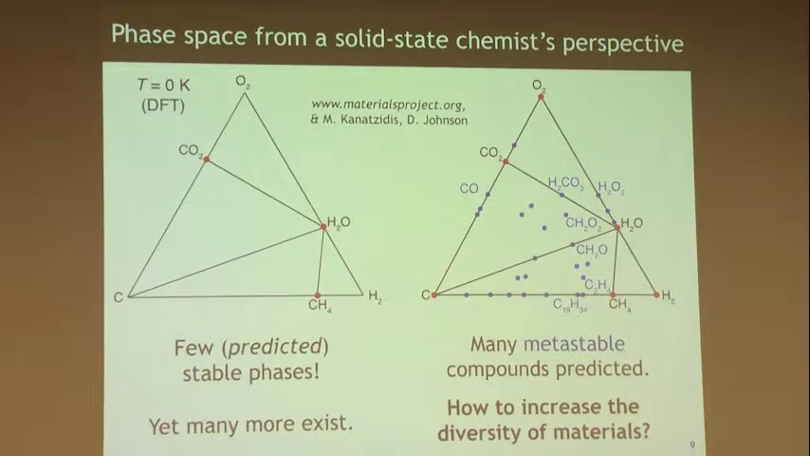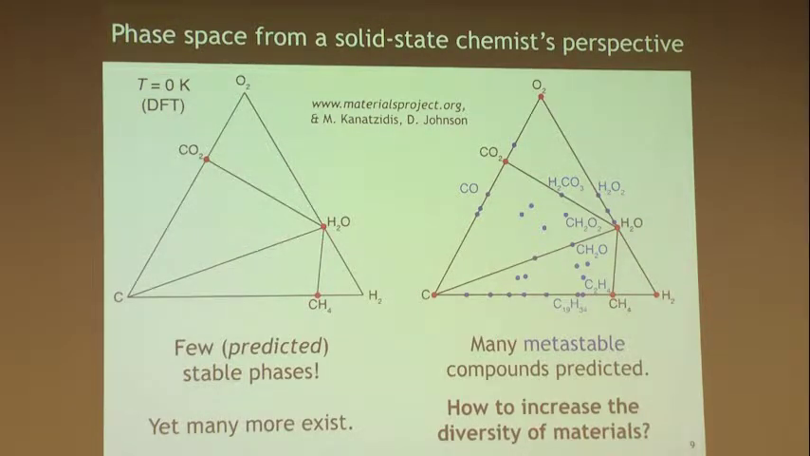So I was trained as a material science undergraduate, and so I'm not used to thinking about molecular structures, but rather phase equilibria. And so this is my view of organic chemistry, where if I have carbon, oxygen, and hydrogen, the ternary phase space at 0 Kelvin is rather limited. We get some methane, some water, some CO2. Now, we know that there are many other metastable compounds predicted, and this you can generate yourself from the Materials Project. I'm slightly plagiarizing the idea from Mercury Kanatzidis and Dave Johnson, who I saw present this when I was a student. But my point is that there are a lot of metastable compounds that could be out there.